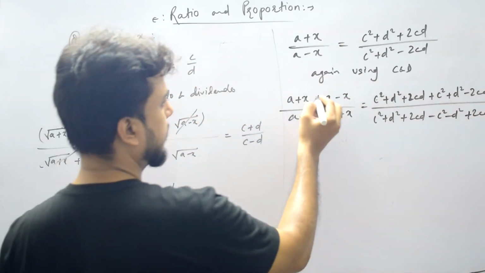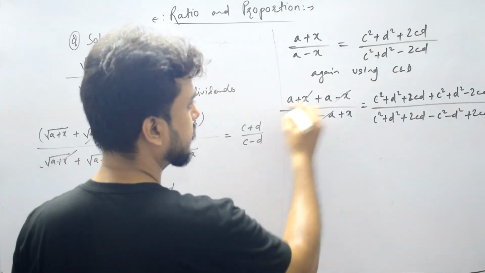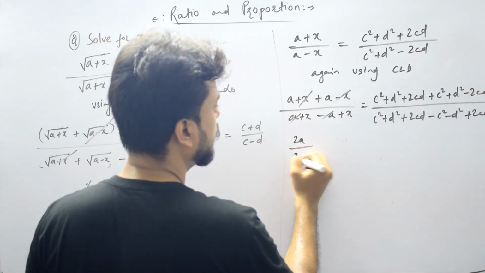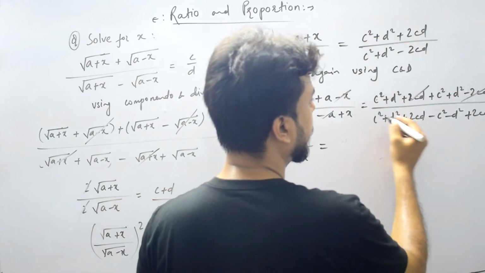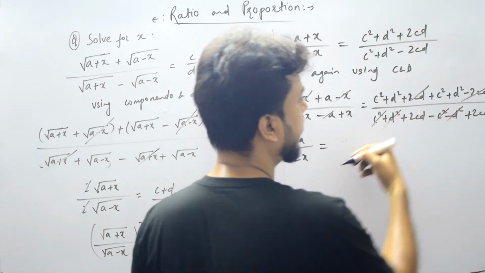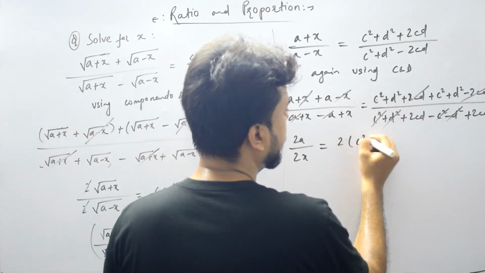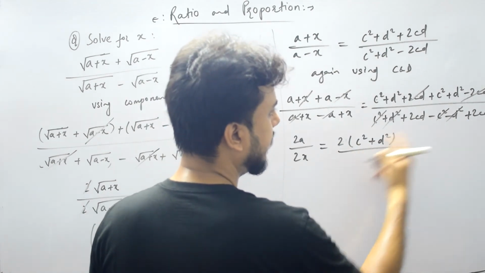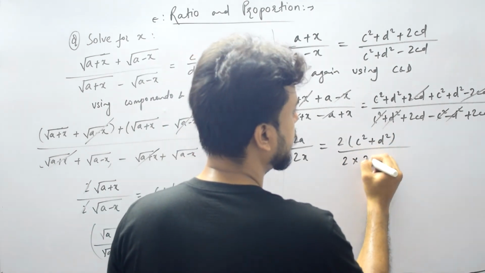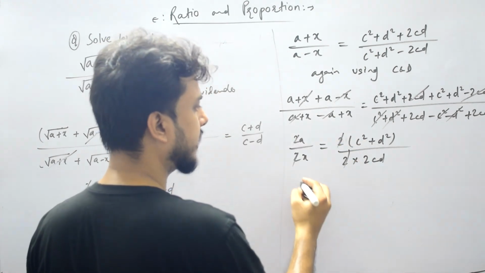Okay, now see what will happen. Here this x will get cancelled, and here this a will get cancelled. So in the numerator we will have 2a by 2x, and here 2cd cancels, and in the denominator c square and d square get cancelled. Okay, so here we will get 2 times (c square plus d square), I am taking out 2, by 2cd. Okay, and then here I will get 2 into 2cd. Now this 2 cancels, this 2 cancels.